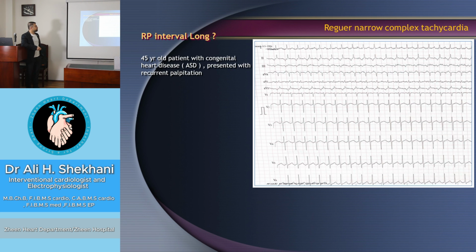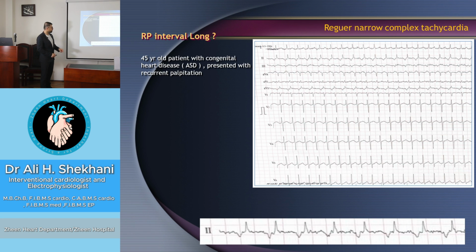Okay, what about this patient? It is also a regular narrow complex tachycardia. It is a 45-year-old patient with congenital heart disease. The patient has ASD and presents with recurrent palpitation. Okay, is it regular or irregular? Regular, yes. Is there any P wave? Yes, there is a P wave. I magnified the area. This is the P wave.